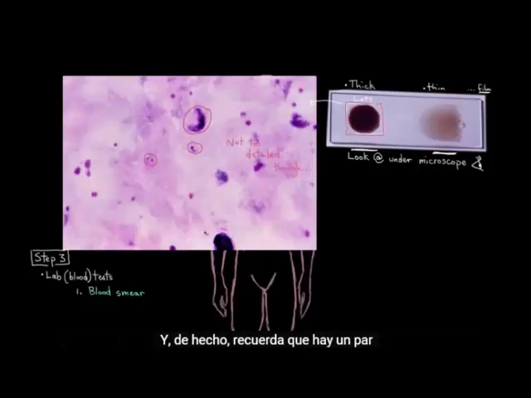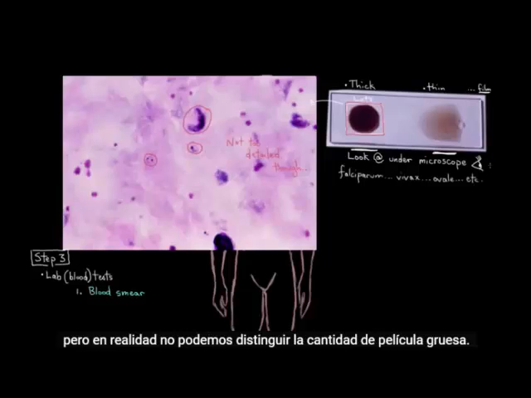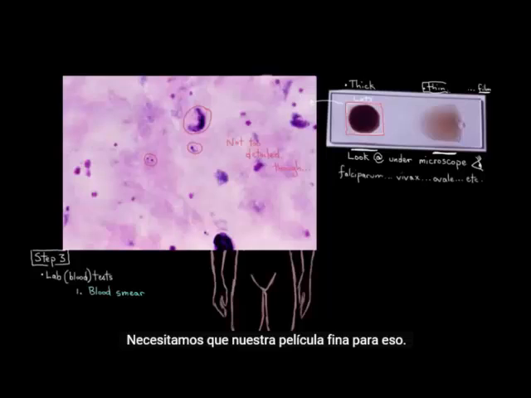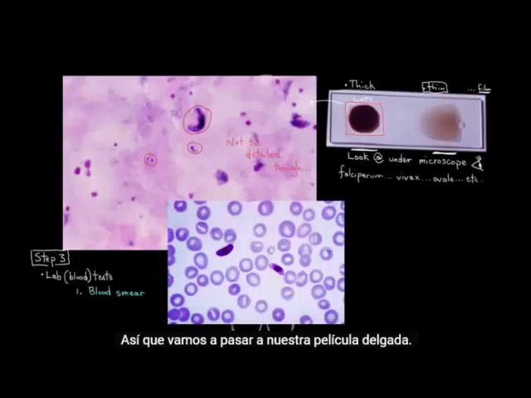And in fact, remember that there's a couple different types of plasmodium. There's falciparum, there's vivax, there's ovale. But we can't really differentiate them on a thick film. We need our thin film for that. So let's move over to our thin film.